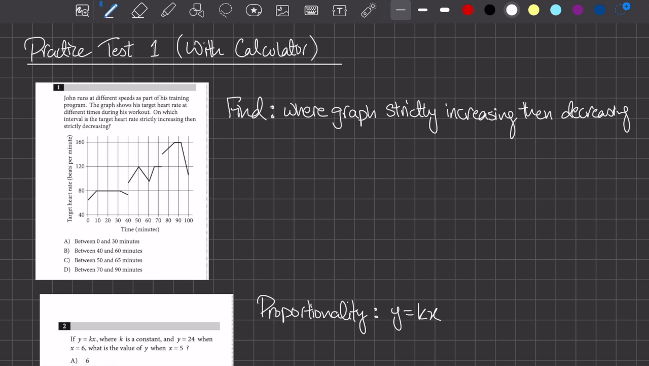Question 1 asks for us to analyse the graph and find where it is strictly increasing, then strictly decreasing, which means that over that interval the graph first increases, then suddenly decreases. This is observed between 40 and 60, so our answer is B.